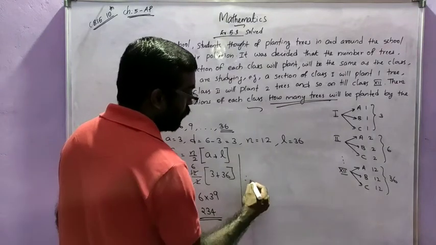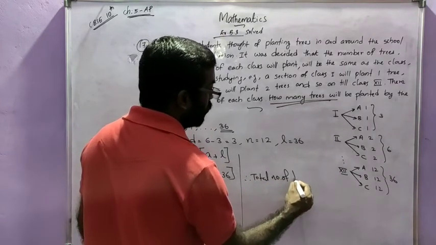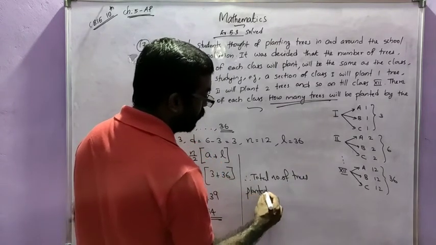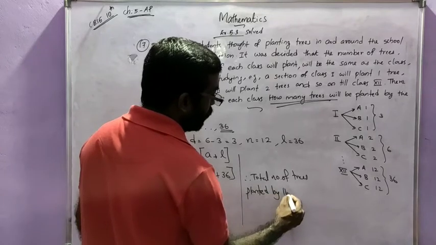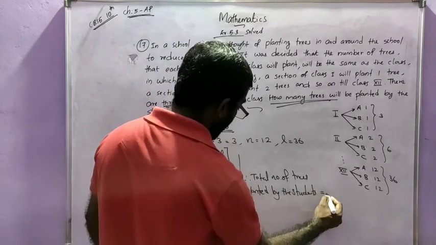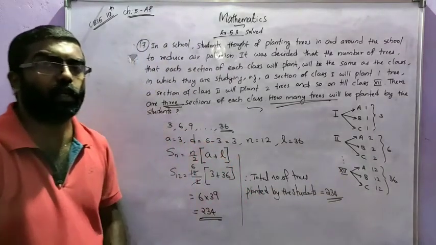And we can conclude, therefore, the total number of trees planted by the students is equal to 234. Understood?